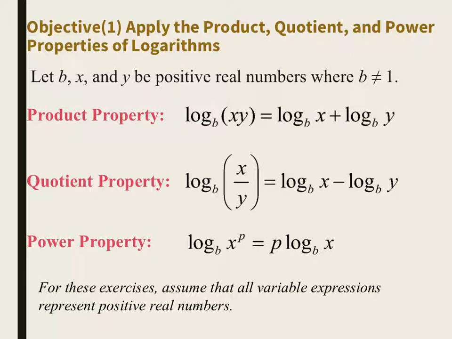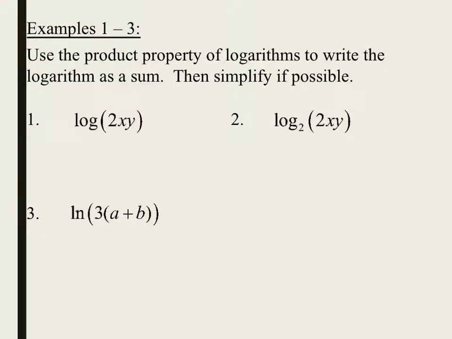Finally, the power property: log base b of x raised to the p power is equal to p times log base b of x. So now we're going to assume for our next numbers and for our problems in this chapter that all variable expressions represent positive real numbers. In examples 1 through 3, we're going to use the product property of logarithms to write the logarithm as a sum, then simplify if possible.